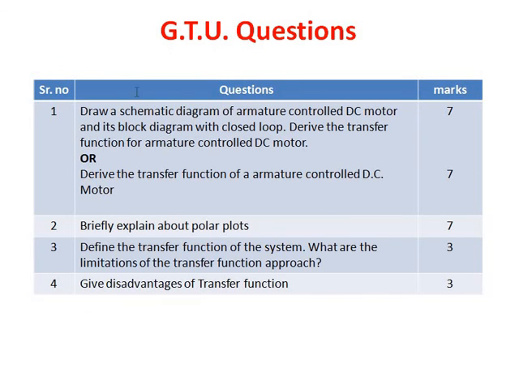GATE questions. First, draw the schematic diagram of the armature controlled DC motor. It will be asked for 7 marks. Briefly explain about the polar plot. Third one is define transfer function and what is the limitation of the transfer function. And the last one is give the disadvantages of the transfer function. These 2 questions will be asked for 3 marks.